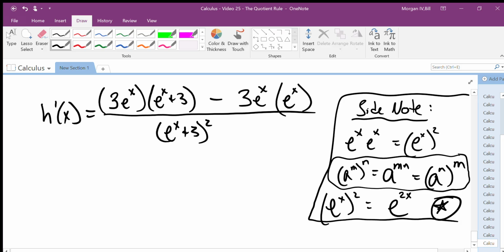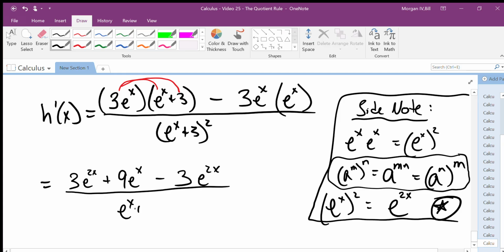It's useful for us. So simplifying, doing some distribution here, 3e to the x times e to the x, 3e to the x times 3, and then on the right, 3e to the x times e to the x. We get 3e to the x squared, or 3e to the 2x, plus 9e to the x. That's 3e to the x times 3. Minus, on the right, we get 3e to the x times e to the x. That's 3e to the 2x, divided by e to the x plus 3 quantity squared.